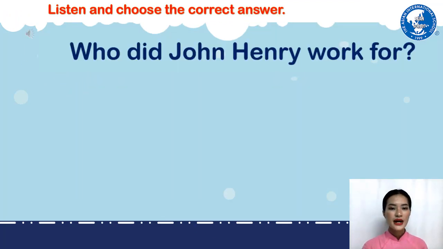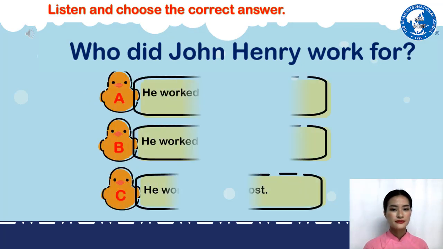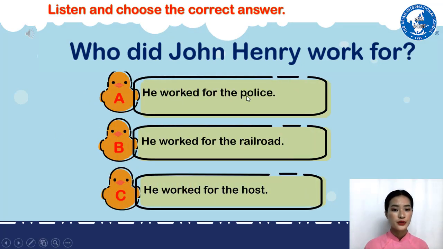Next question. Who did John Henry work for? A. He worked for the police. B. He worked for the railroad. C. He worked for the host. Now listen and find out.